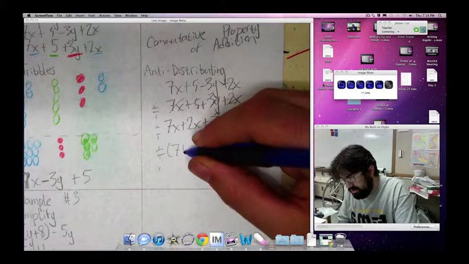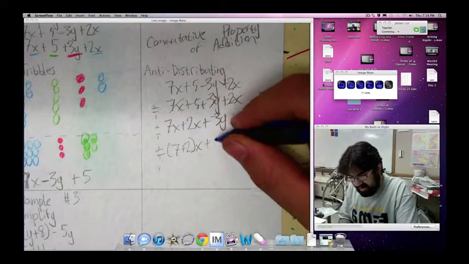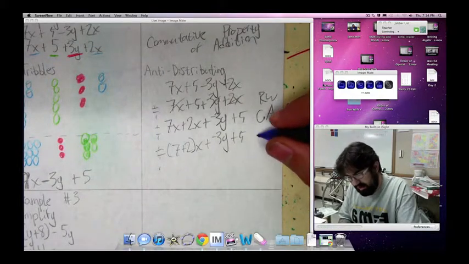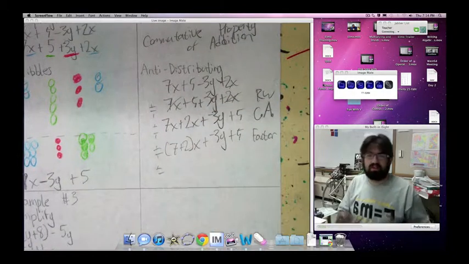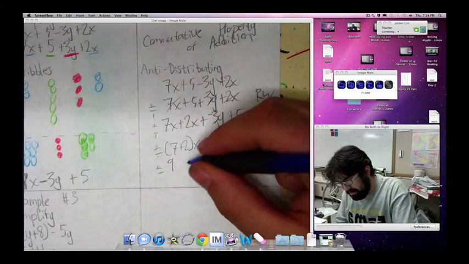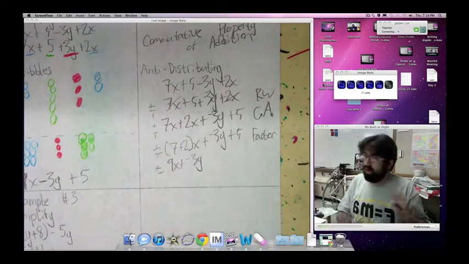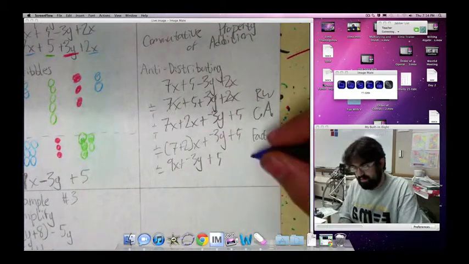Now I'm going to anti-distribute or factor, calling it factoring. 7 plus 2x. This doesn't have anybody to dance with. So I factored the front part to combine them. Because 7 plus 2 is 9 plus negative 3y. Oh, don't forget that x. Don't you dare forget that x. That almost did. Plus 5. So I combined.